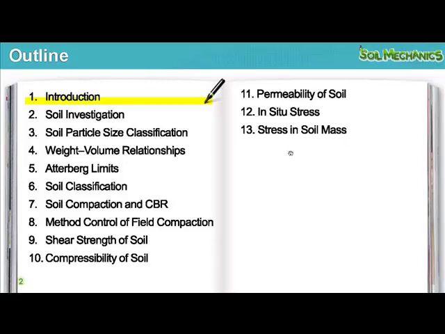Stress in soil mass will focus on the increasing stress when we apply load on the ground, such as a foundation. It is additional stress to the in situ stress. In situ stress is the stress in natural condition, we call it natural stress. And when we apply load, at any point on the ground, it will increase. The stress increase is due to loading from the superstructure.